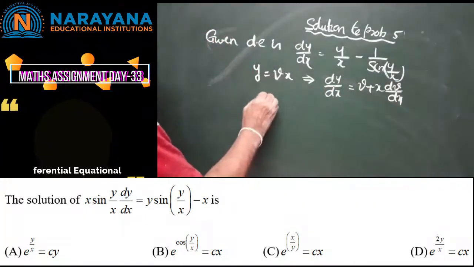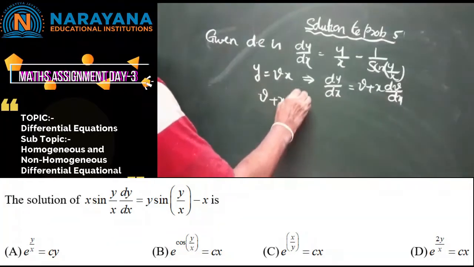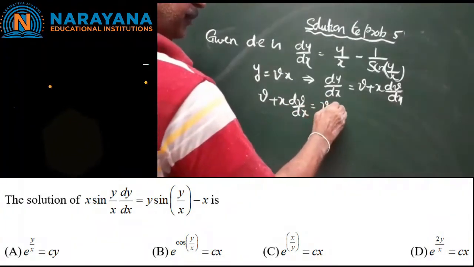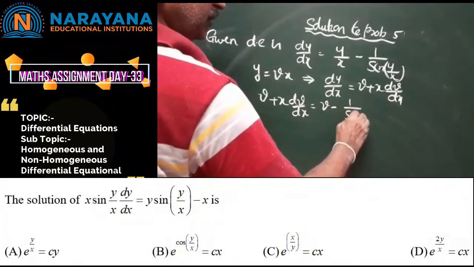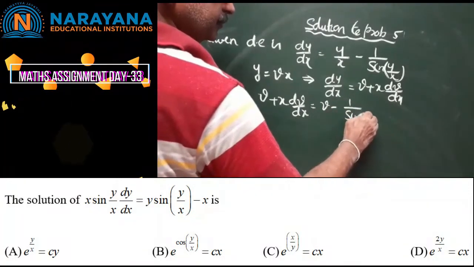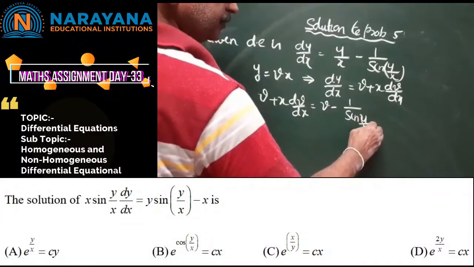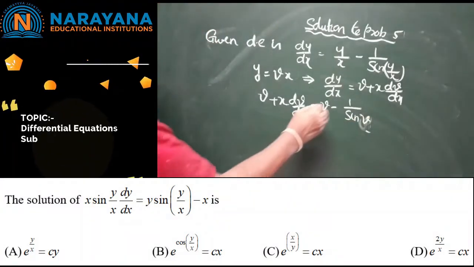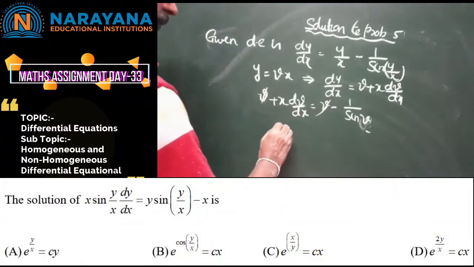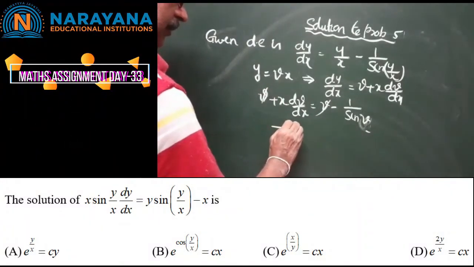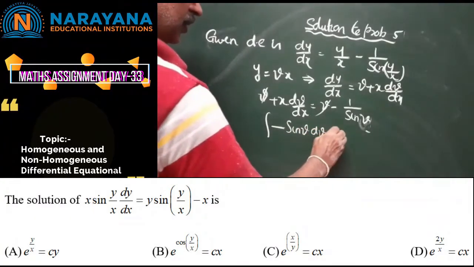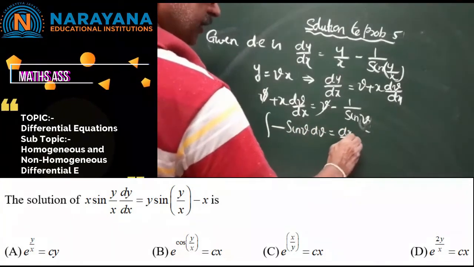And if you substitute that, we can get v plus x dv by dx equal to v minus 1 by sin v, where y by x is substituted as v. Now v will get cancelled. Integral minus sin v dv is equal to dx by x.